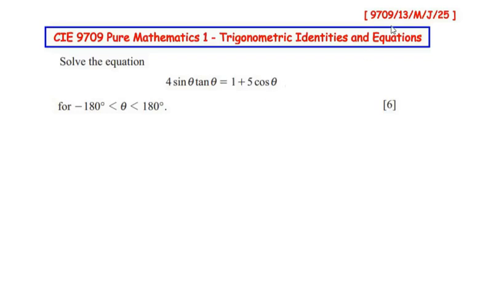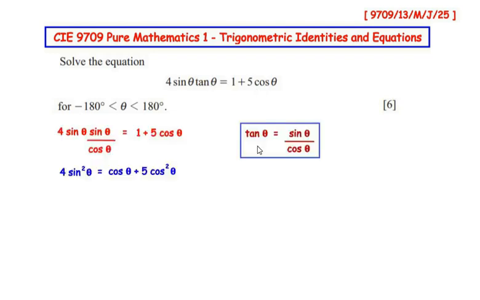Now this question is referred from paper 1-3, May June 2025. Solve the equation 4 sine theta times tan theta is equal to 1 plus 5 times cos theta for minus 180 is less than theta is less than 180. Now here, let us try to convert this tan theta in terms of sine theta and cos theta. So for this, we are going to make use of a trigonometric identity, which is tan theta is equal to sine theta over cos theta. So here we have written 4 times sine theta times, in place of tan theta, we have written sine theta over cos theta is equal to 1 plus 5 cos theta.